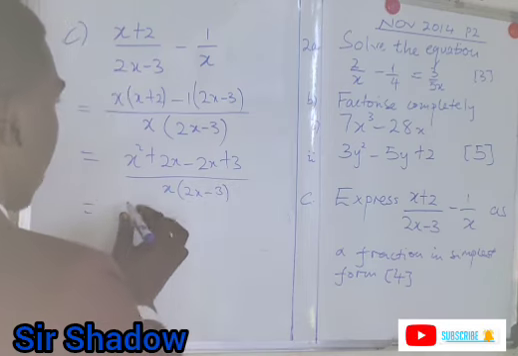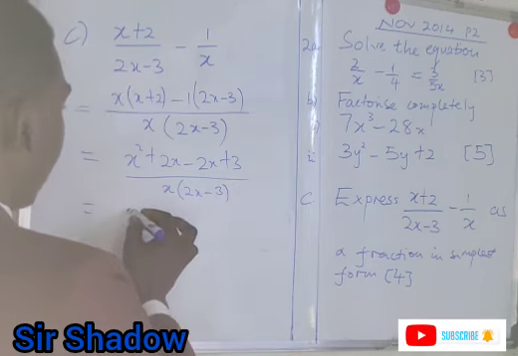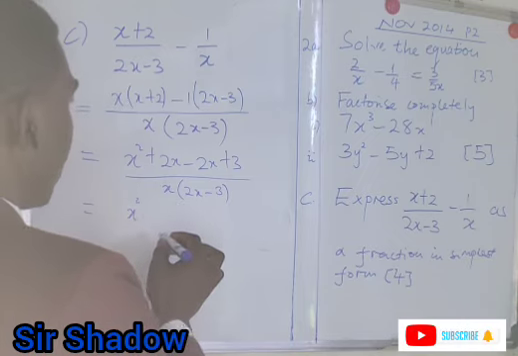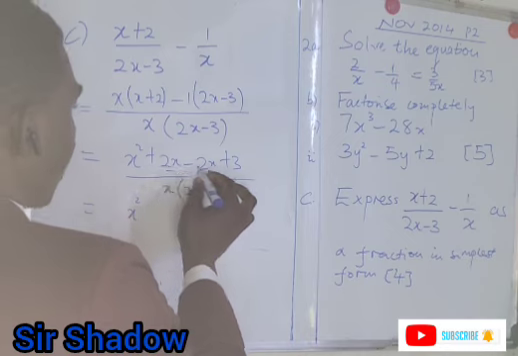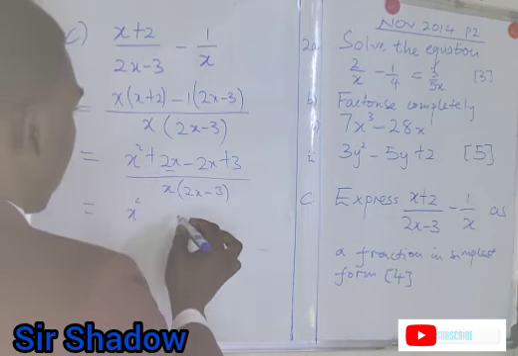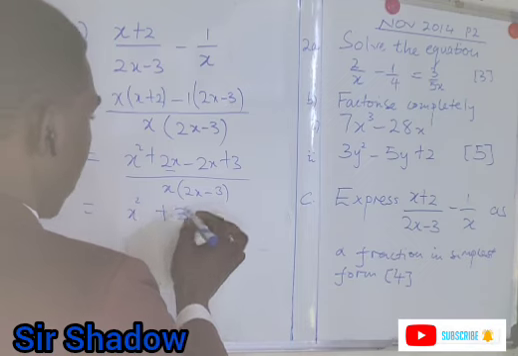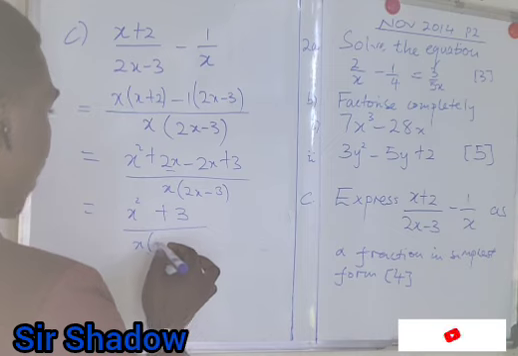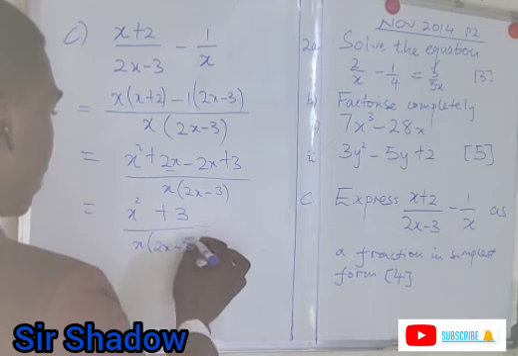This is equal to, simplifying this one, we have x squared, then 2x minus 2x to give us 0. So x squared plus 3 all over x open bracket 2x minus 3.